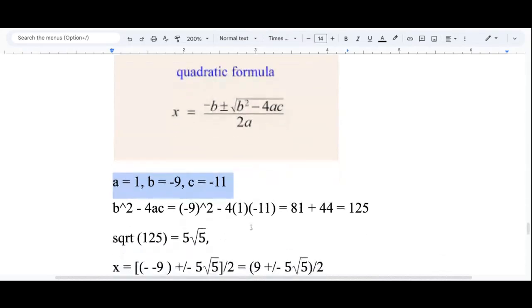So first, let's find b squared minus 4ac. Well, it's b squared, negative 9 squared, which is 81. Minus 4 times a times c. 4 times 1, which is 4. 4 times the negative 11. The negative becomes positive. So we get 81 plus 44. Excuse me, which is 125. Okay. Now let's enter the square root sign. That's b squared minus 4ac. So square root of 125. Let me use this one.